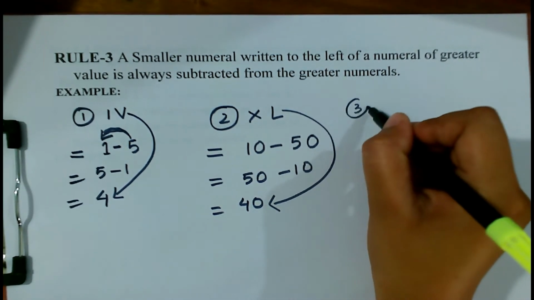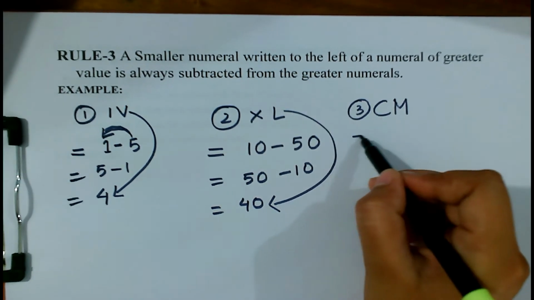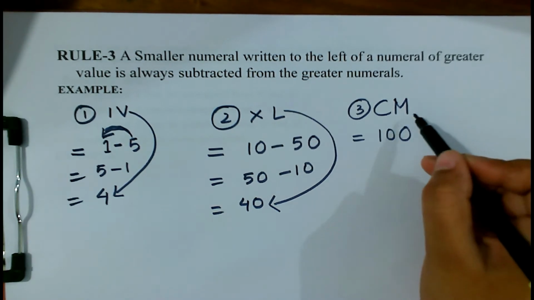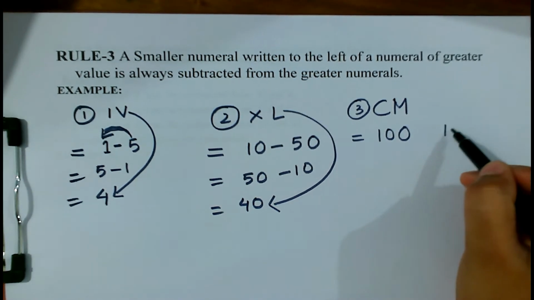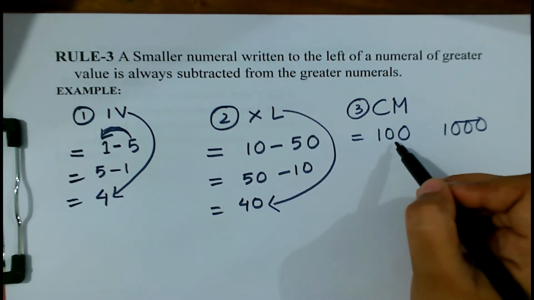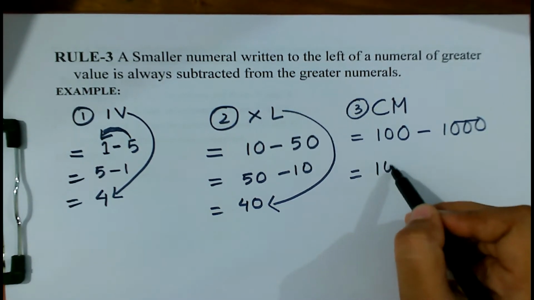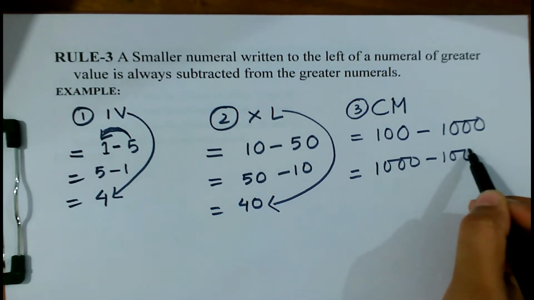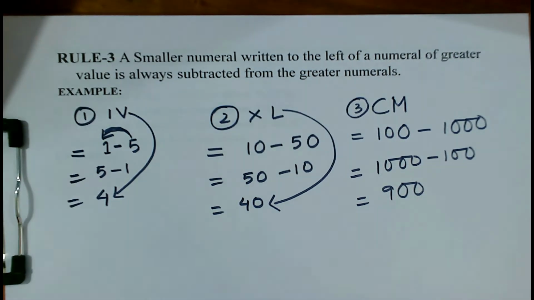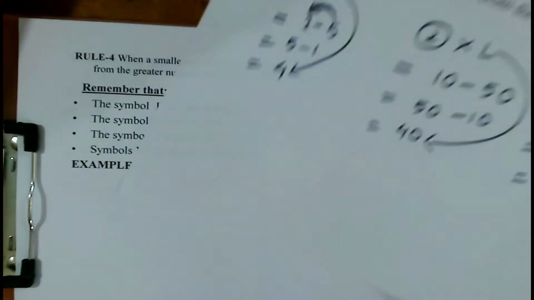Example number 3, CM. C is 100 and then M is 1000. So this also goes small to big, minus: 1000 minus 100 is 900. That's all about rule number 3, and then next is rule number 4.